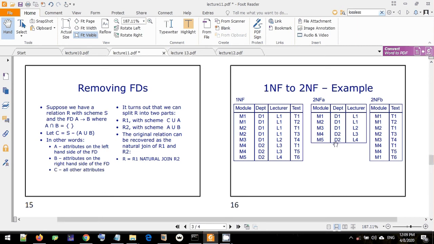And then M5. Second normal form B is the projection of the attributes module and text. We see that text is unique for all values of M. So even though M1 repeats, the fact that text is different means we write them each as different tuples.